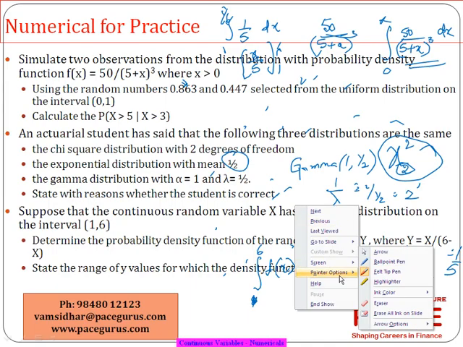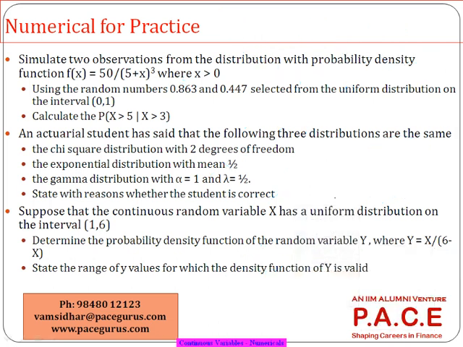Anywhere he gives one distribution and asks you to find the random variable or probability density function for the other, the simple thing is, you know this has to be integrated between 1 and 6. Right? Now, if y is this, first find out the cumulative function of y. Cumulative function of y is y less than or equal to some y. Now y means x by 6 minus x. Express that in the form of x.